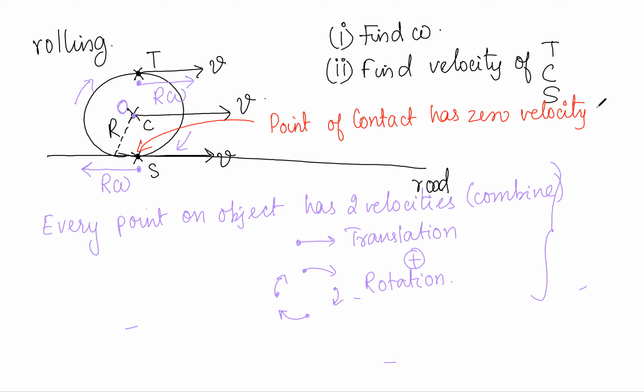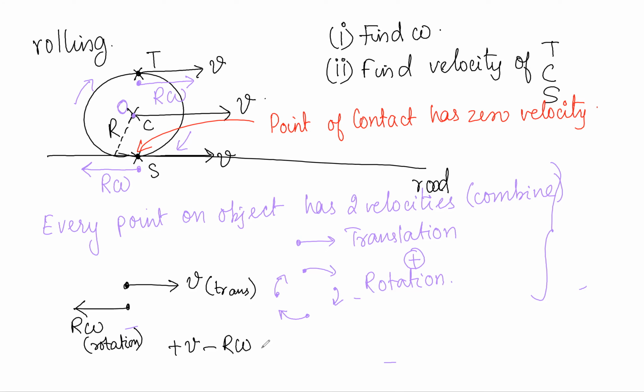So when the point of contact has zero velocity, what is zero? The total velocity of that point of contact is zero. So what velocities does the point of contact have? It has a velocity of v in the forward direction. It has a velocity of r omega in the backward direction because of rolling. So v is because of translation, and r omega is because of rotation. So the total is equal to zero. You can write plus v minus r omega is equal to zero, or v is equal to r omega. This is called the equation of rolling motion.